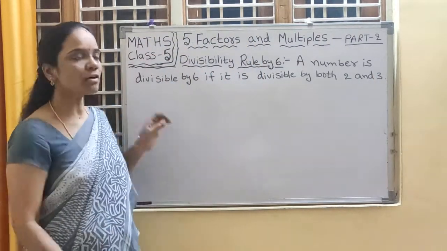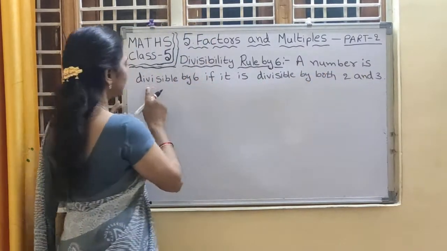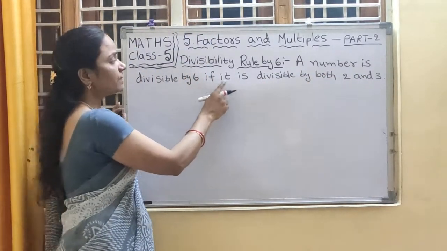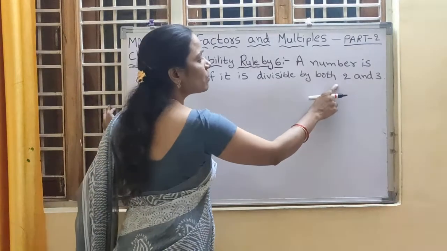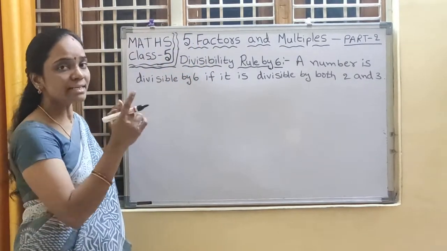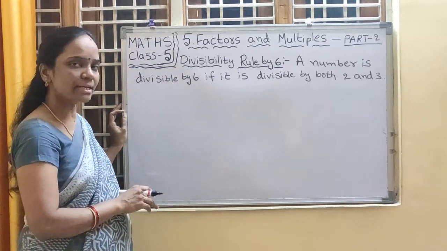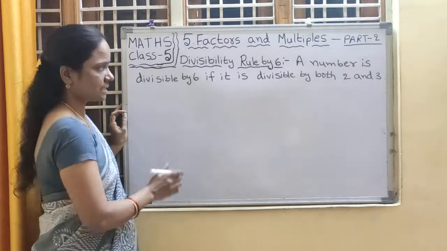Now everyone repeat after me. What is divisibility rule by 6? A number is divisible by 6 if it is divisible by both 2 and 3. Understood? If the given number is divisible by 2 and 3, then we can say that the given number is completely divisible by 6.